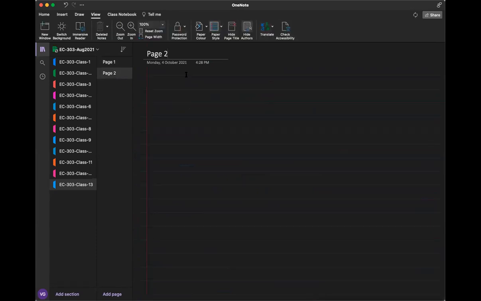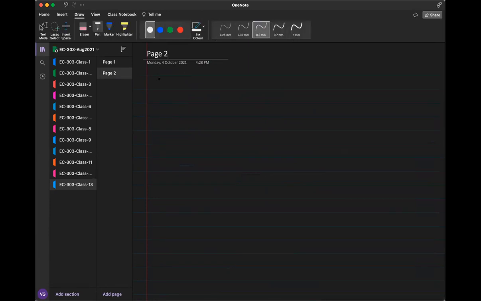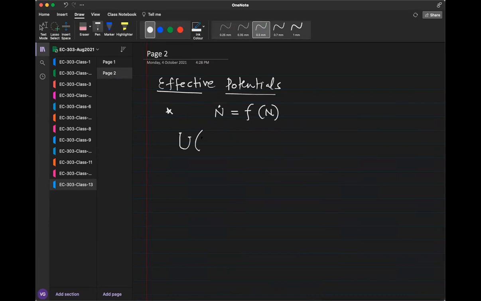Okay, so another idea that's actually useful in this context is that of effective potentials. I believe I covered some of it last semester, but let me just do it again. We have an equation of this type: population dynamics is given by this growth function f of n. Let us define a function u of n, which is the integral of f of n dn from some n0 to n. So this is purely a mathematical construct.